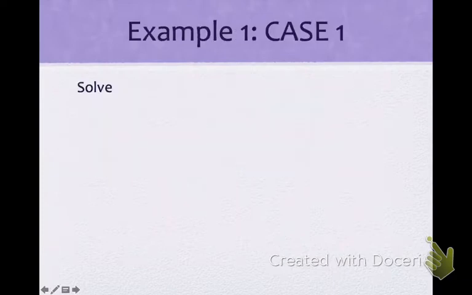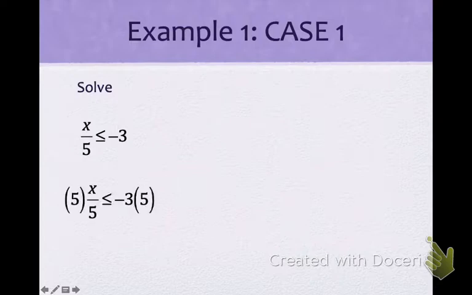Okay, so here's case 1. We're using positive numbers. I want to solve, so write this down, if x divided by 5 is less than or equal to negative 3. Again, if I want to solve, I want to use the inverse operation, the opposite of x divided by 5. I'm going to multiply each side times 5. Remember, your 5's will cross cancel, and you're left with x is less than or equal to negative 15.